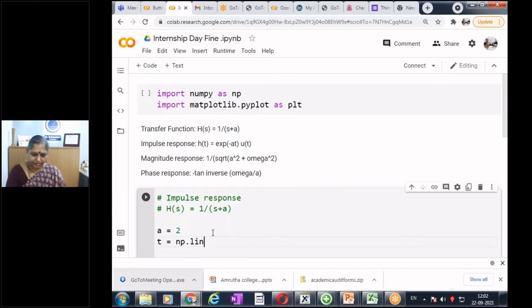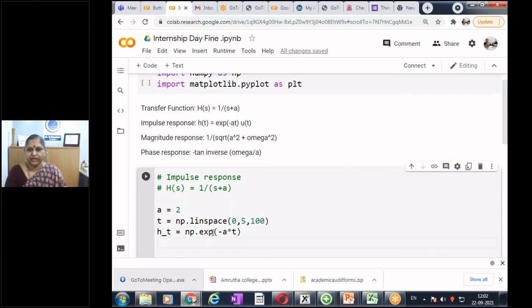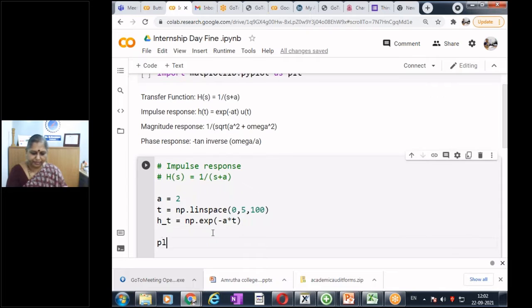Time is np dot linspace from 0 to, let us say 5, and let us say I want 100 values. 100 is a large number, but doesn't matter. And then what is my impulse response h of t? My impulse response is given by np dot exponential, exp minus at. That's it. Then what should I do? Let me plot it. plt dot plot.